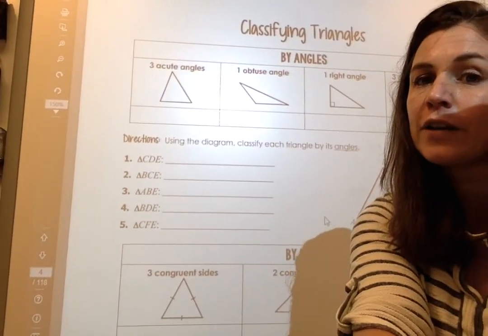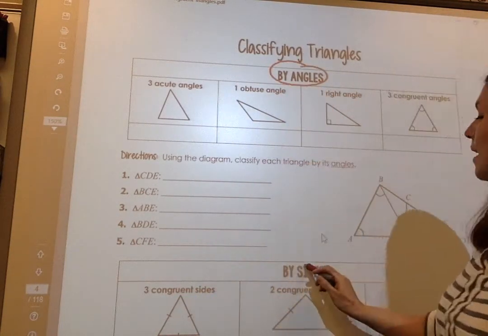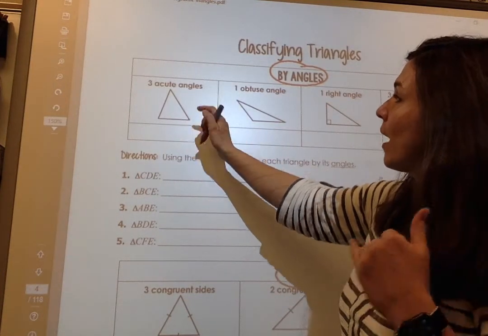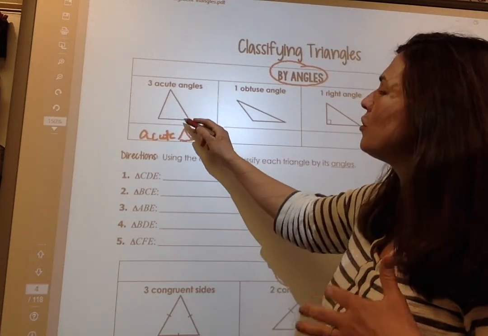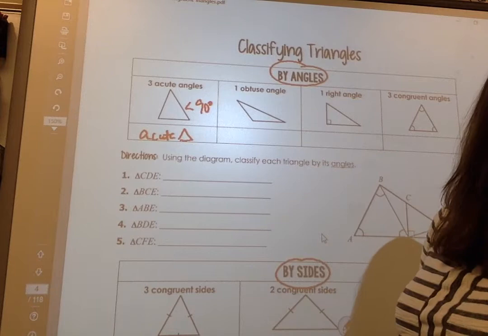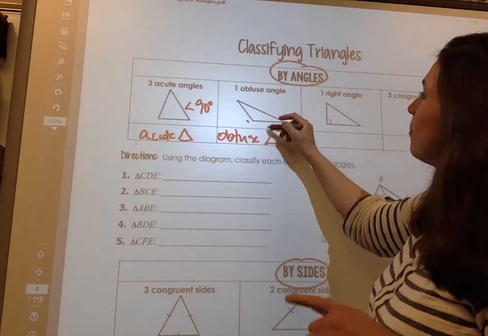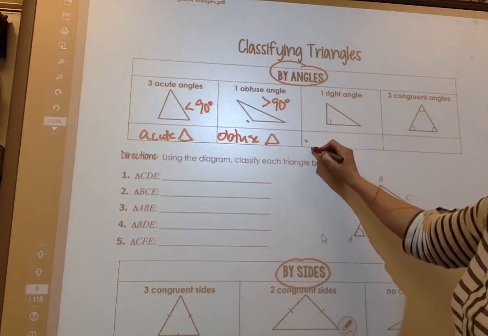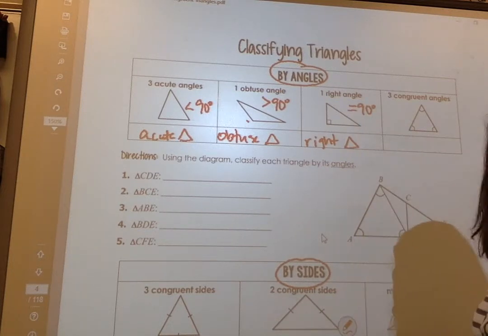So we are on classifying triangles, and we classify them two ways. We classify triangles by their angles and by their sides. So this we've known for a while. If you have three acute angles, that is called an acute triangle. And that just means all angles are less than 90 degrees. Okay? When you have one obtuse angle, that's called an obtuse triangle. And that means one angle is greater than 90 degrees. When you have one right angle, that's called a right triangle. And that means one angle is equal to 90 degrees.